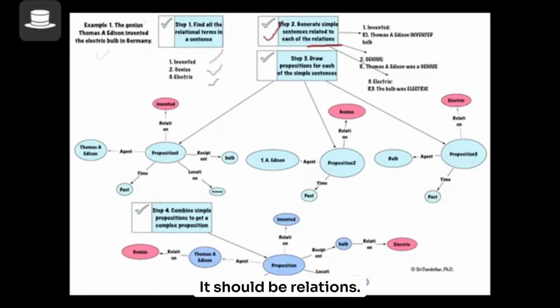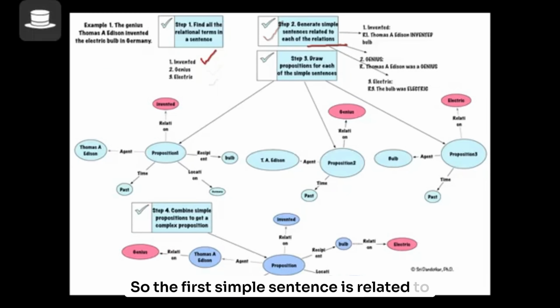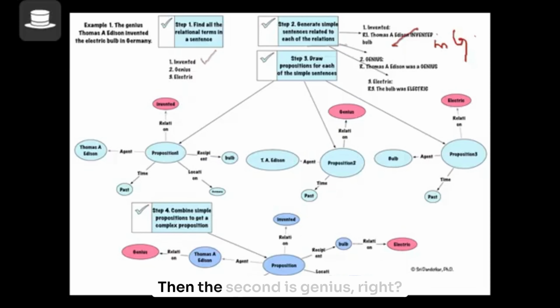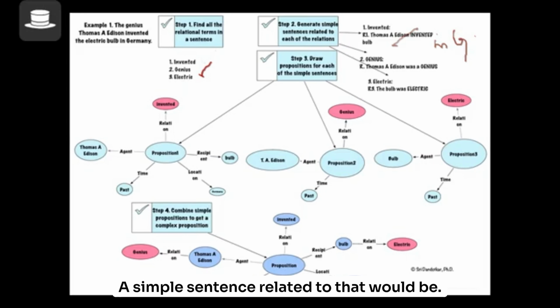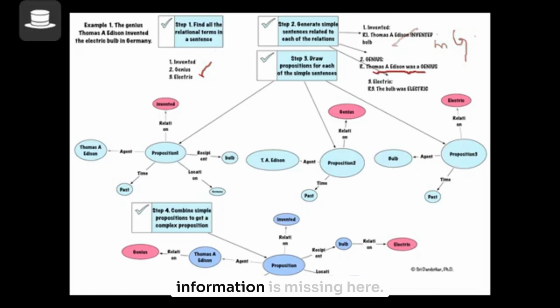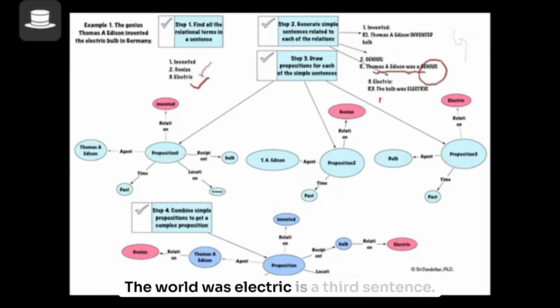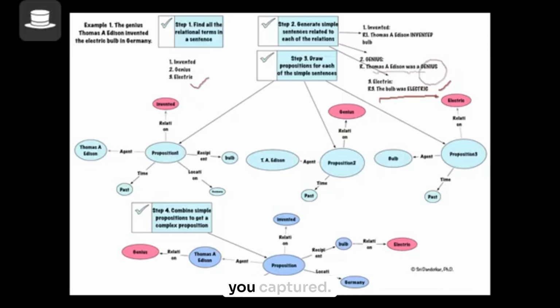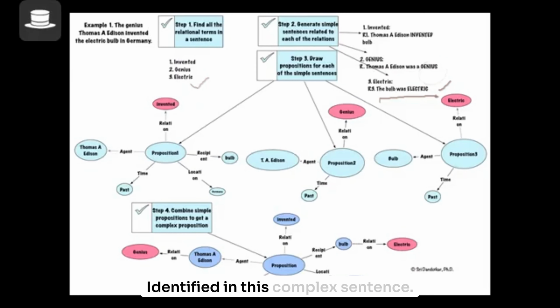So the first simple sentence is related to invented. So what would that sentence be? It is Thomas Alva Edison invented bulb. In fact, you can add in Germany here. Then the second is genius, right? A simple sentence related to that would be Thomas Alva Edison was genius. And the third one is electric. The bulb was electric is the third sentence. So we have three simple sentences related to three different relations that you identified in this complex sentence.